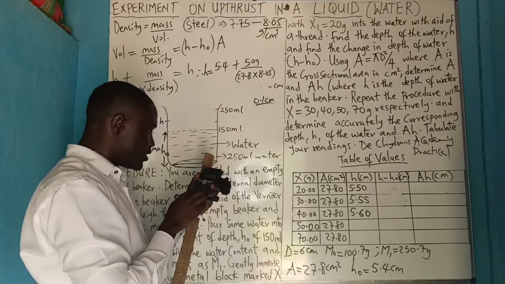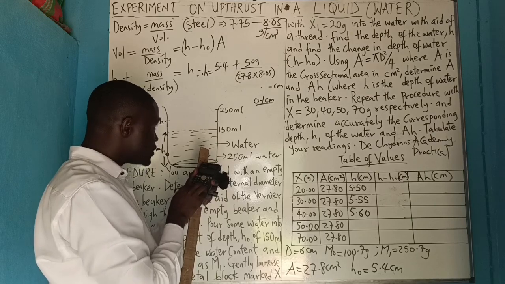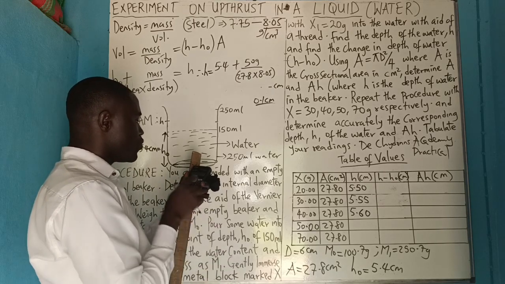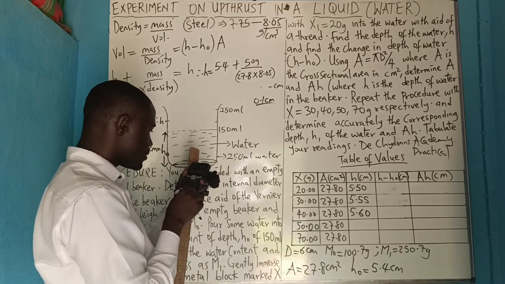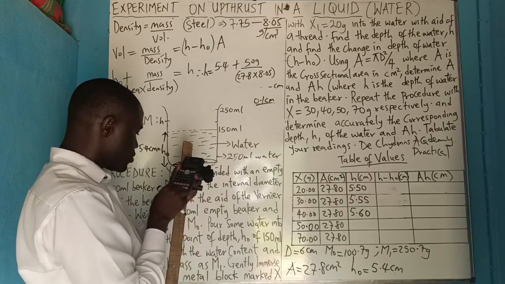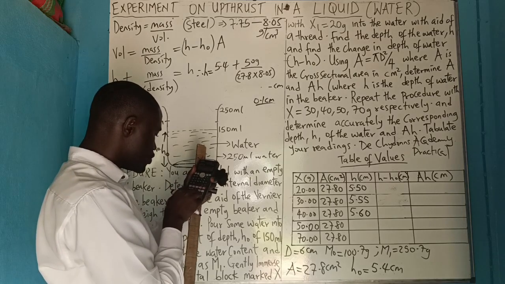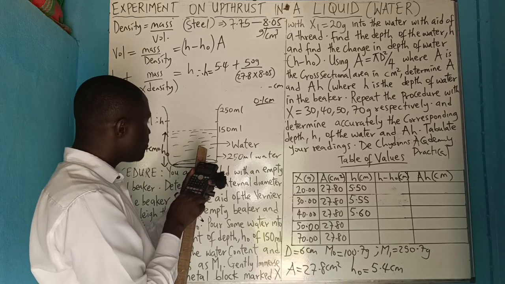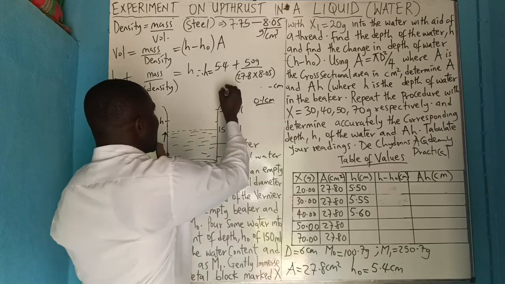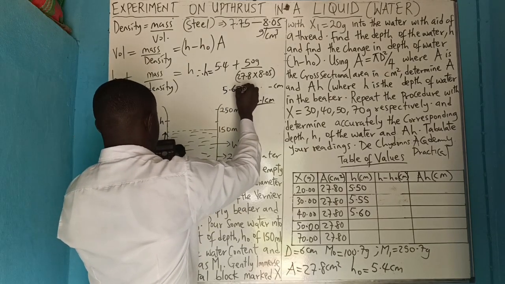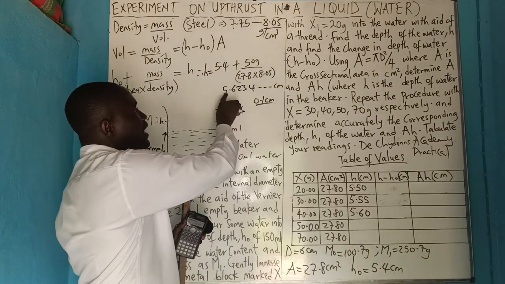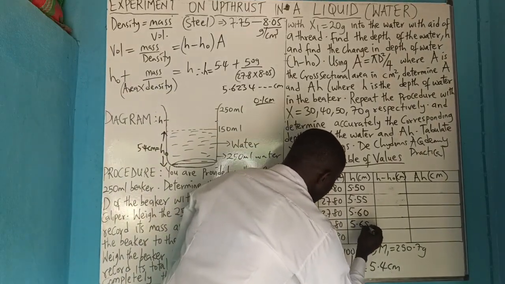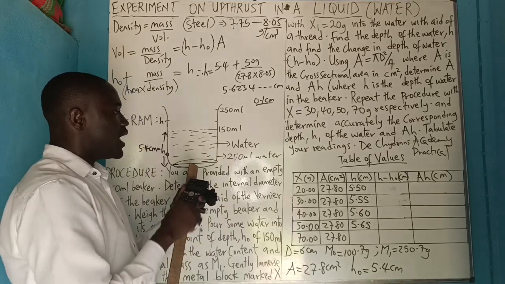We say 50 divided by bracket 27.8 times 8.05, plus 5.4. We'll be having 5.623 continue, 5.6234. So we approximate it to what? 5.65. Just round it up to what you can get.